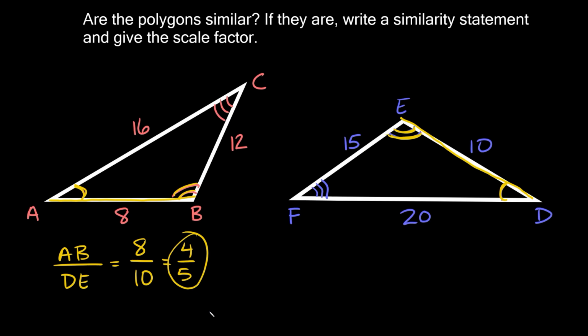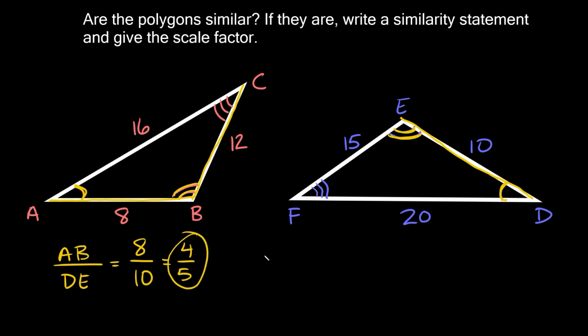All right, so now let's compare the other two sides and check to see if we get the same scale factor. And if we do, then that means these are similar triangles. But if even one of these is different from the others, then that tells us that they are not similar triangles or shapes or polygons. Okay, so we checked AB, now let's check BC.